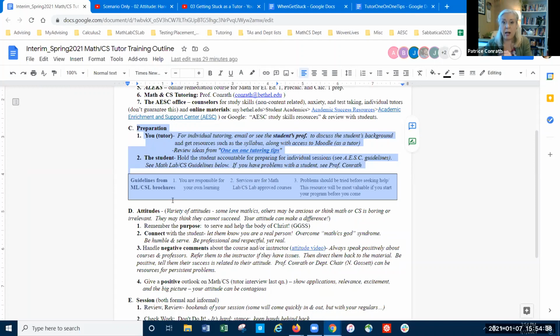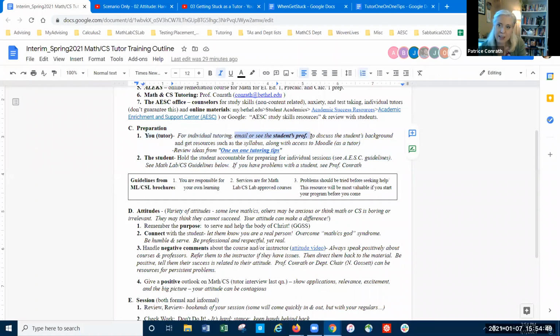However, for individual tutoring, there is a little bit that you can do to prepare. One of the things is to email the student's prof. And this is a question I'll ask you. If you do have an individual link up, you'll have to come and talk with me. So I always ask, have you connected with the prof? And probably about 50% of the people forget to do that. So don't forget to do that, again, because the prof is a really good resource.